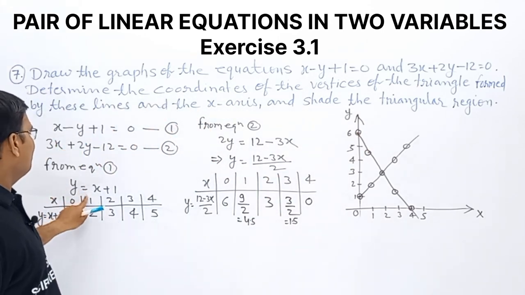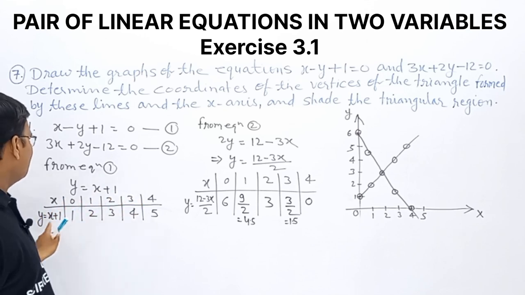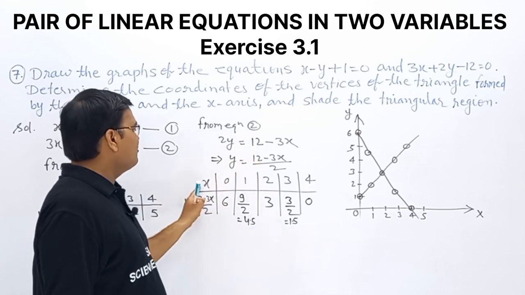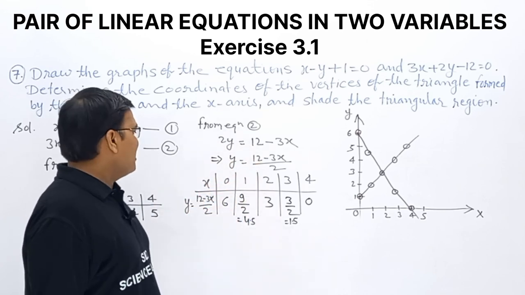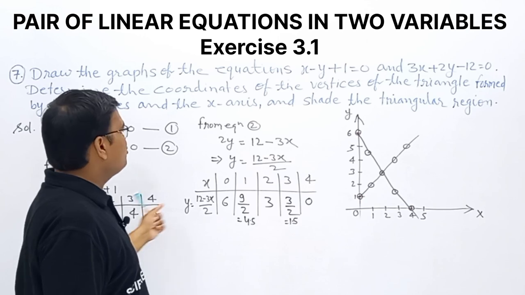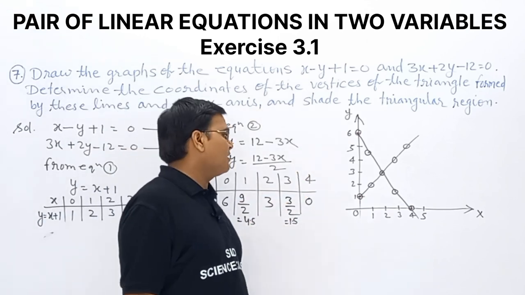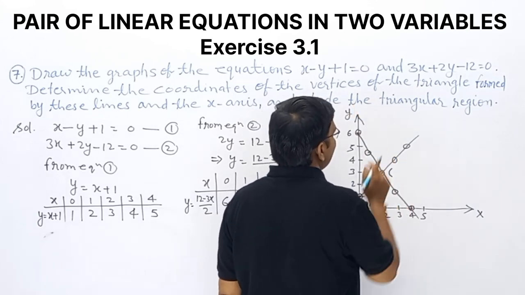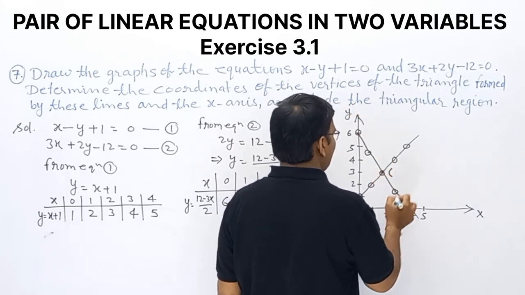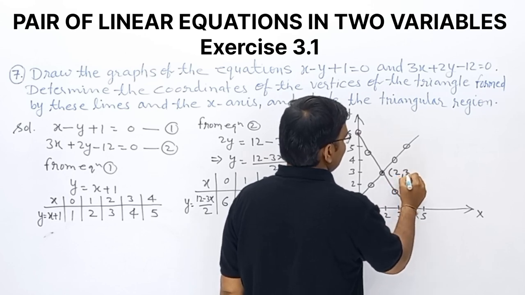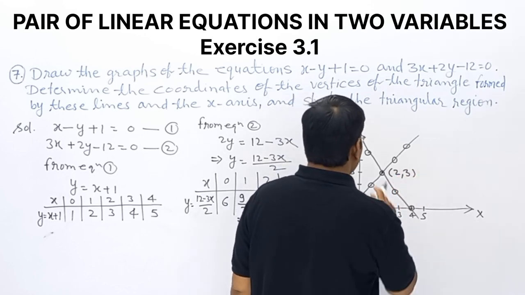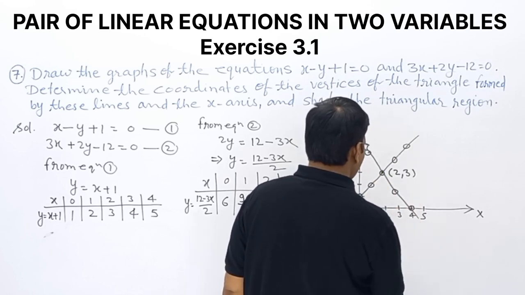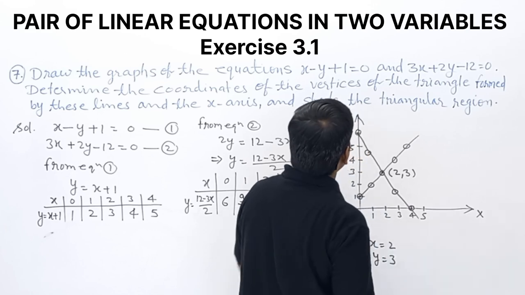For equation number 1, the y value will be this one; for different values of x, we are getting y values. Similarly for equation number 2, for different values of x, we are getting y values. Then we draw these coordinates on the graph paper and get a graph like this, and both linear equations are intersecting at this point, which is (2, 3). So finally we can say both lines intersect at this point, so x equals 2 and y equals 3.